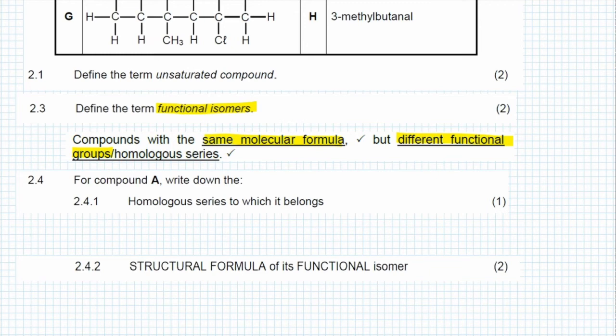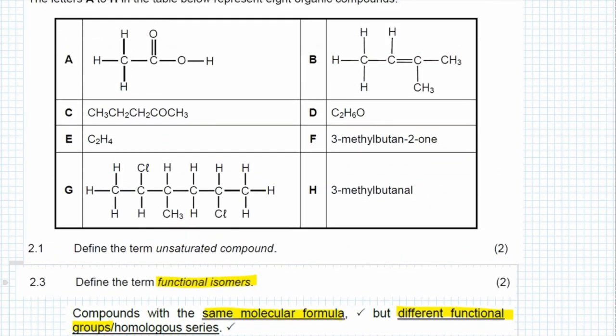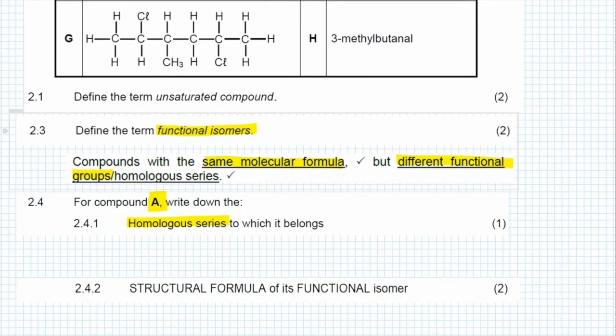Question 2.4 says, for compound A, write down the homologous series to which it belongs. So we go up to compound A, where we see on the very first carbon is a double bond OH. This functional group is called a carboxyl group, and it can be found in compounds that belong to the homologous series called carboxylic acids. So carboxylic acids contain carboxyl groups. For writing down the word carboxylic acid, you're going to obtain 1 mark.